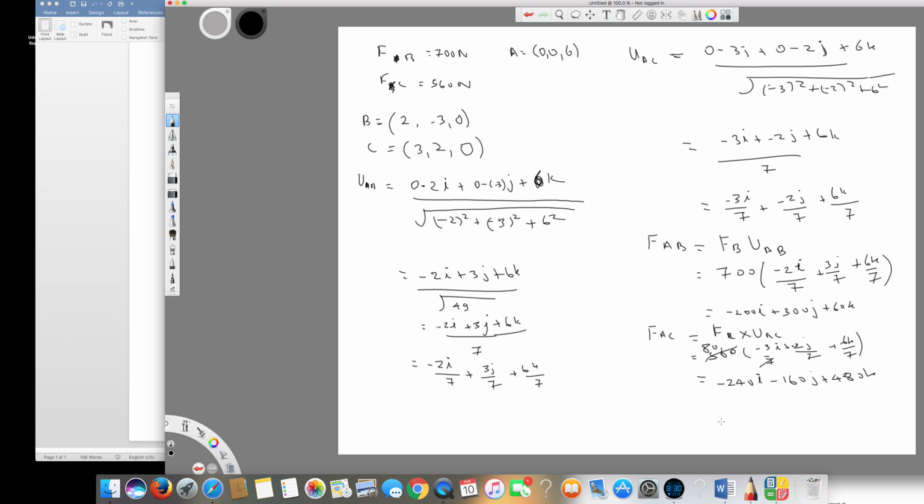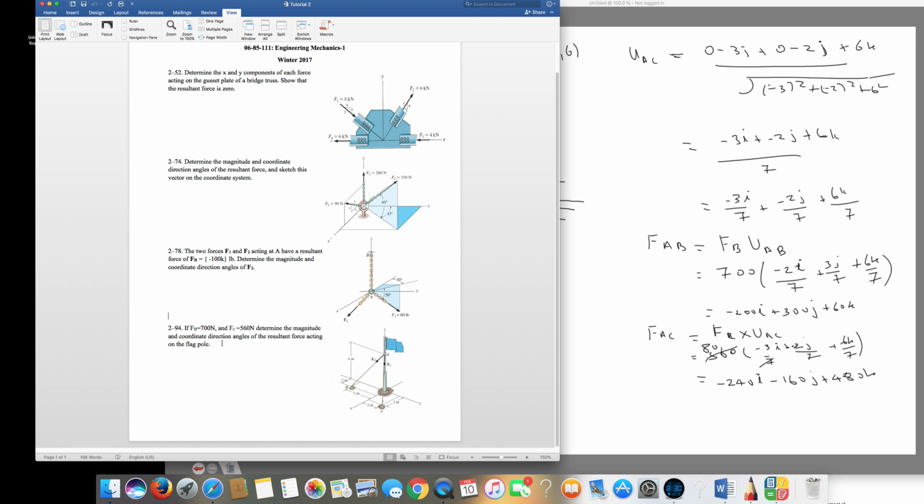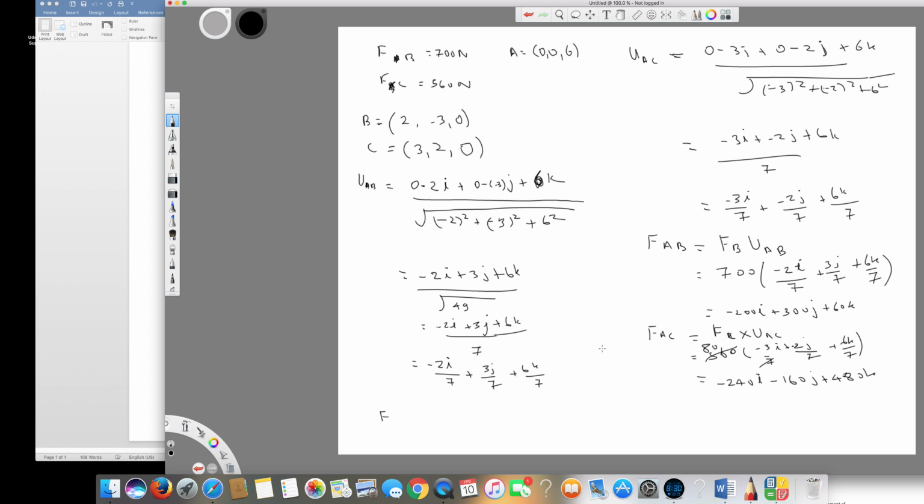So now we have found the FAC value. To find the FR, I have to simply add both together. The question is asking to find the direction angles of the resultant force acting on the flag. The question is about angles, but anyway we have to find the resultant force, because to find the angles we need the resultant force. So FR is going to be FAB plus FAC.